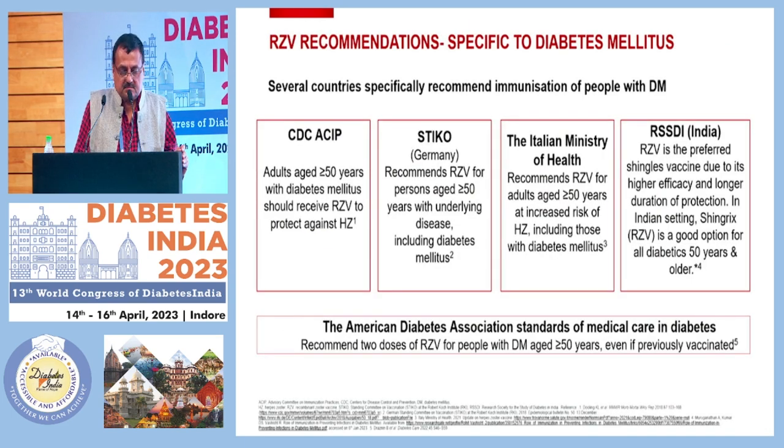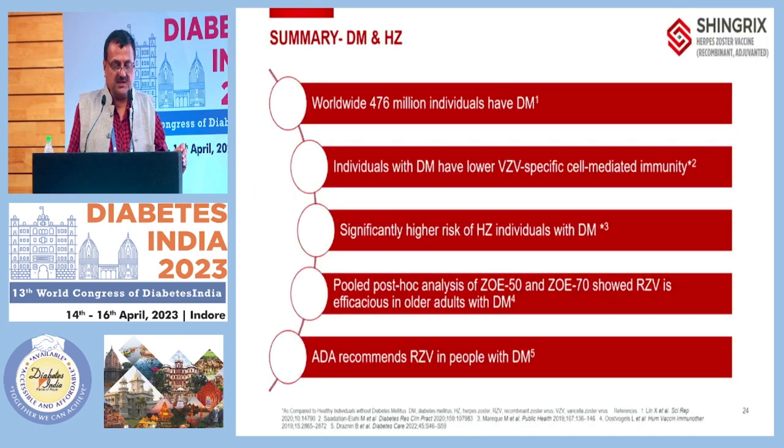Now, the recommendations specific to diabetes mellitus. That is an important part. Several countries specifically recommended immunization of people with diabetes, and different bodies have given recommendations, such as the American Diabetes Association standards of medical care in diabetes. So apart from age 50 plus, the diabetics are the most vulnerable, and they should be given this.